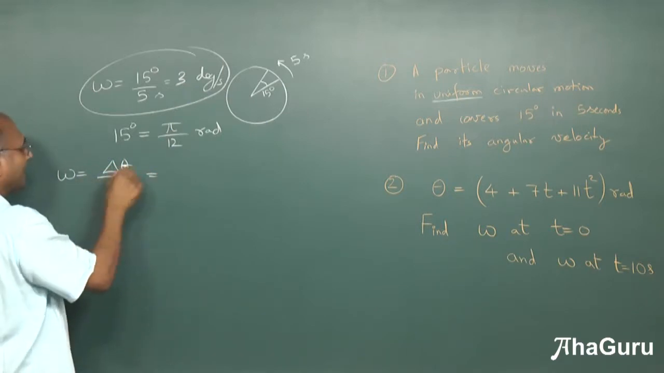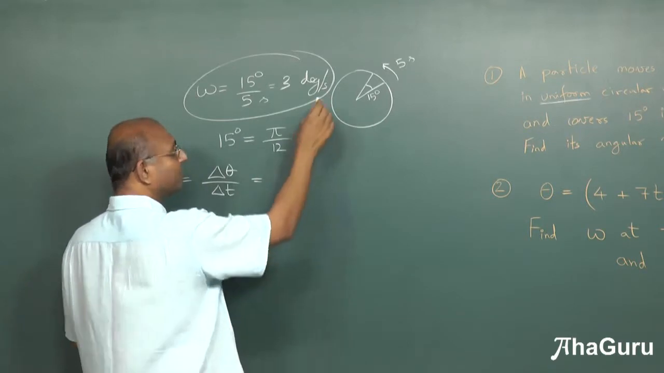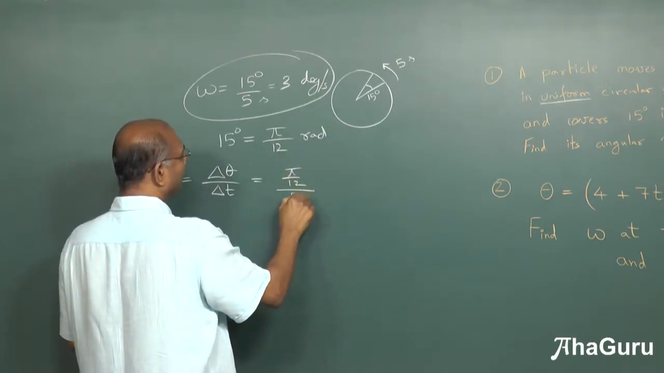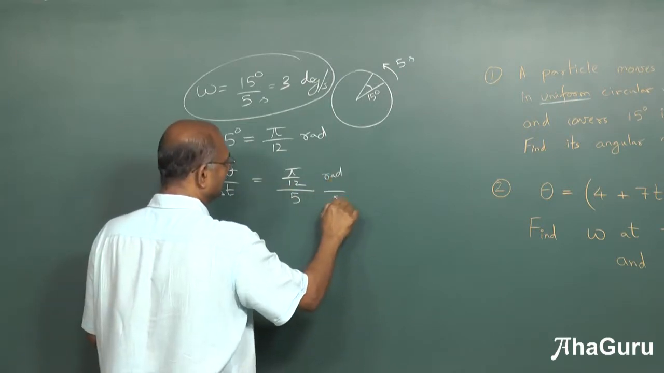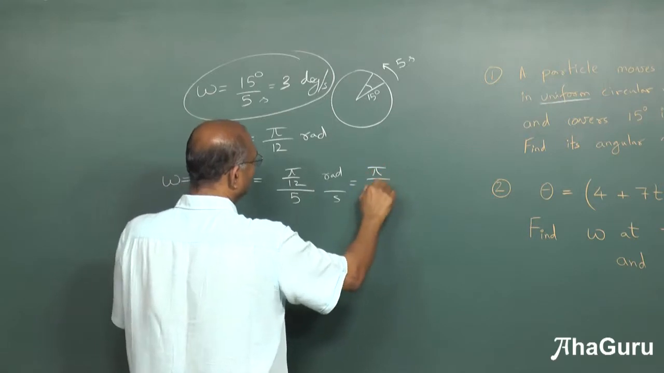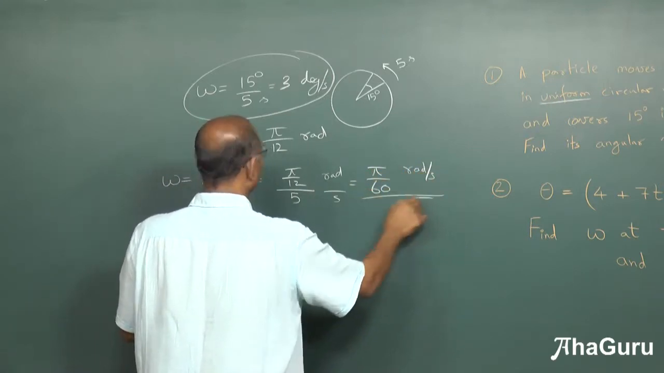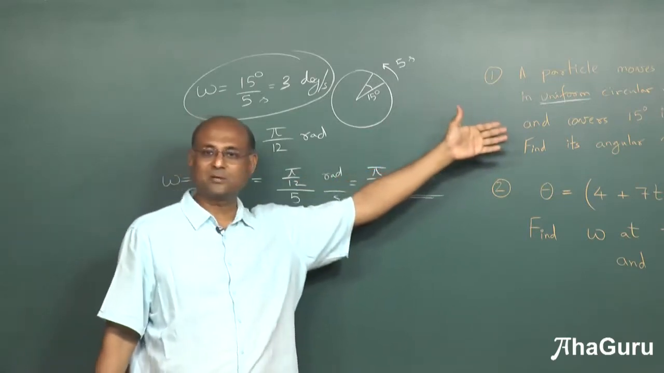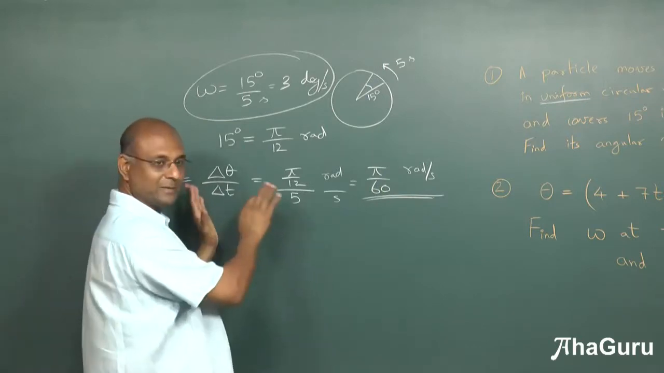So if you look at the velocity, delta theta by delta t, what do we get? We get pi by 12 divided by 5. Okay, this is in radians, this is in seconds. And so it is pi by 60 radians per second. So this is the angular velocity, instantaneous angular velocity, and of course because it's uniform, you can think of it also as average angular velocity. So I hope that is clear.